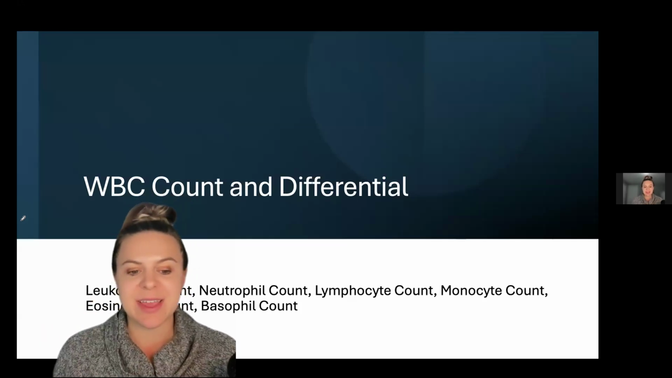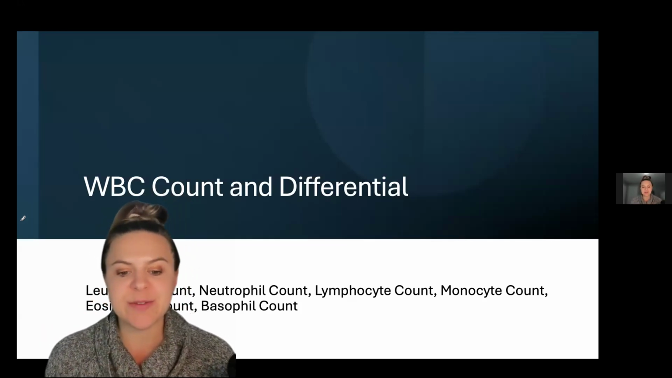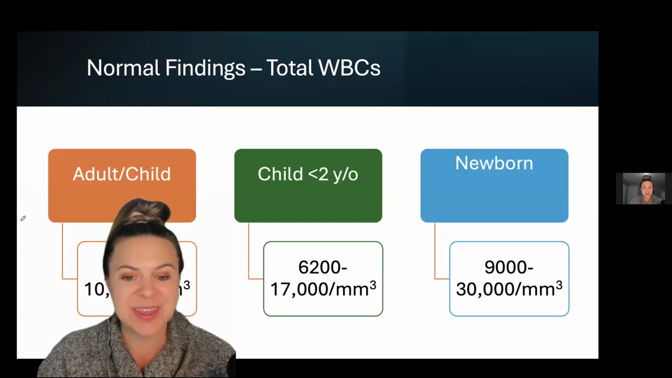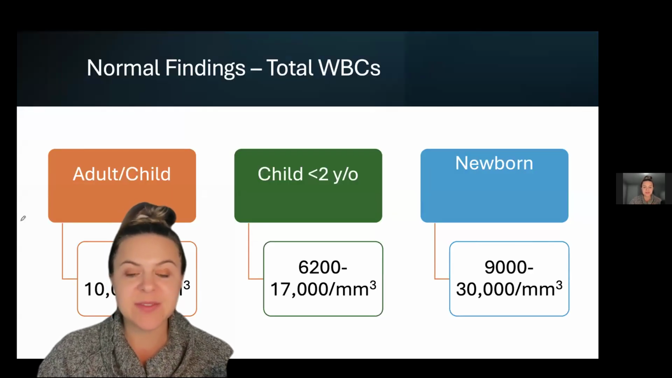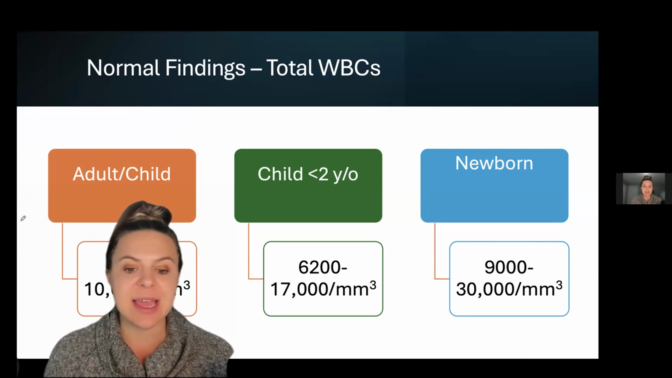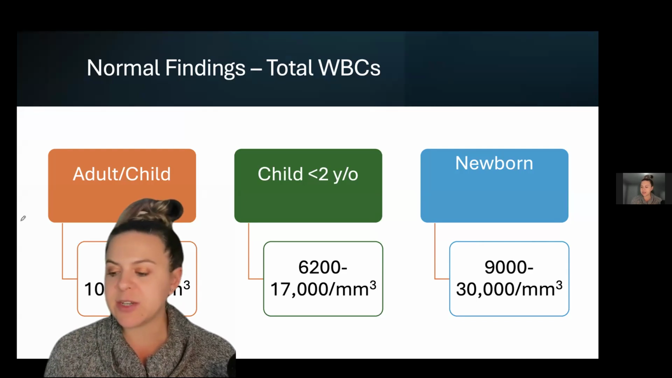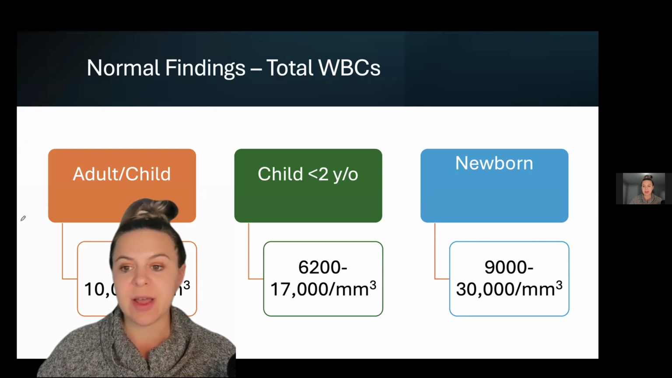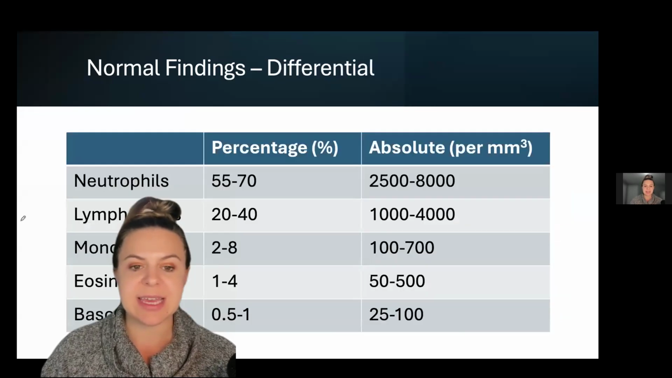Lots of different names can come up. Leukocyte count, neutrophil count, lymphocyte count, monocytes, eosinophils, and basophils. Some normal findings for total white blood cells include adult and child ranges of 5,000 to 10,000. Child under the age of 2 is a little bit of a higher reference range, and then newborns even higher and broader reference range, as we can see here.